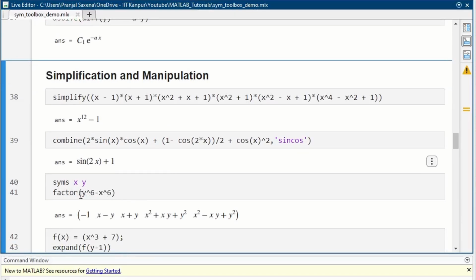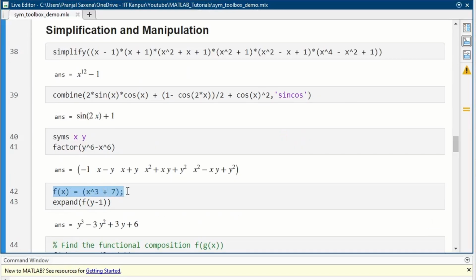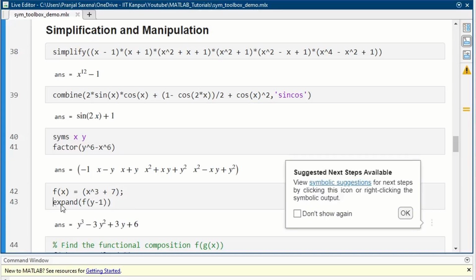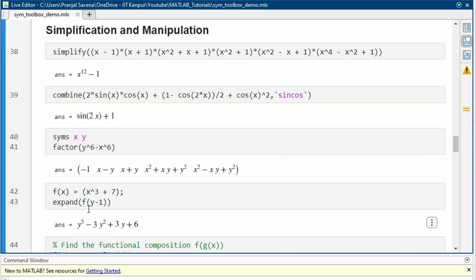Similarly, if we have some expression in y and x, we want to factor it. So we can use the factor command. We can also have some complicated expression as well. In most of the cases, the factor command gives us the relevant factors. So if I have a function f of x and I want to rephrase it in terms of another variable, so instead of x, I want to write y minus 1, we can use this command, expand f y minus 1. It will replace first in terms of x, y minus 1, and then expand it to have each term with some coefficients. So this is the final answer.